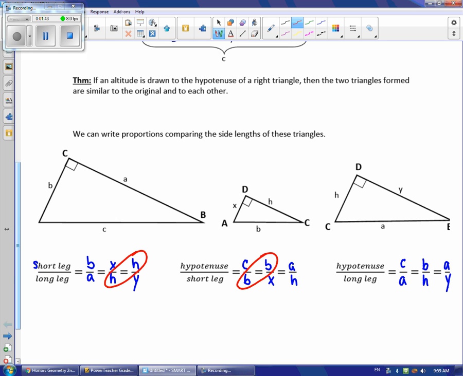Now make a note: when we have geometric mean, make a note of the common diagonals we have here. The means are the same in those proportions. Remember that as we move forward.